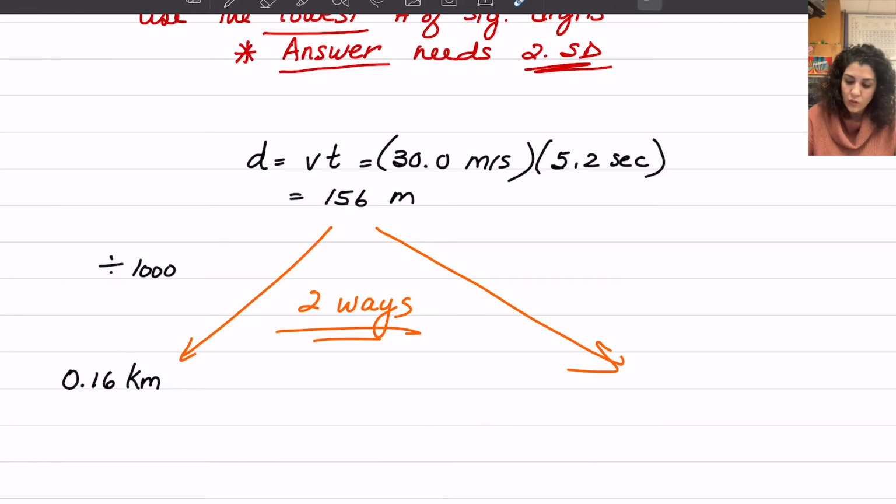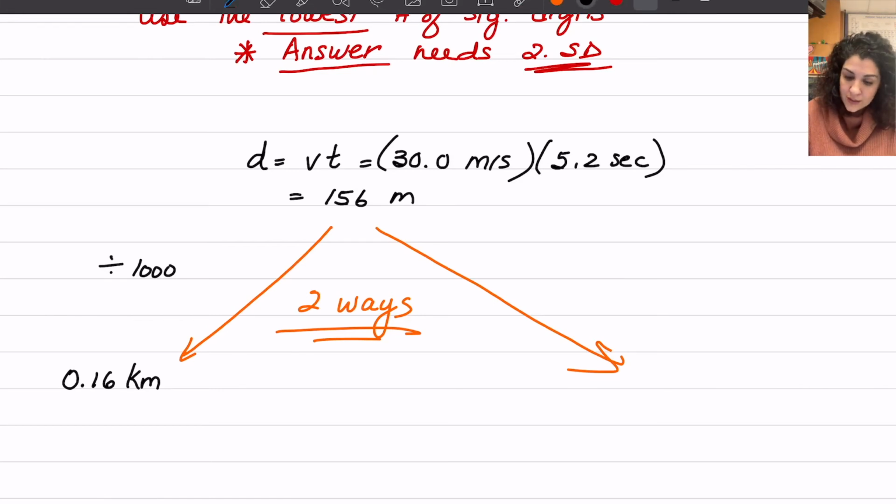And so I'm going to write 0.15, but the 6 over here is going to round up the 5 into a 6. So I always have to look at the digit that comes after. If it's 5 or higher, it's going to round up. And if it's lower than 5, then it's going to keep the digit the way it is. It's going to stay whatever it is. So if this was 154, not 156, then that would be 0.15. All right, so I could do that and give the answer in kilometers.